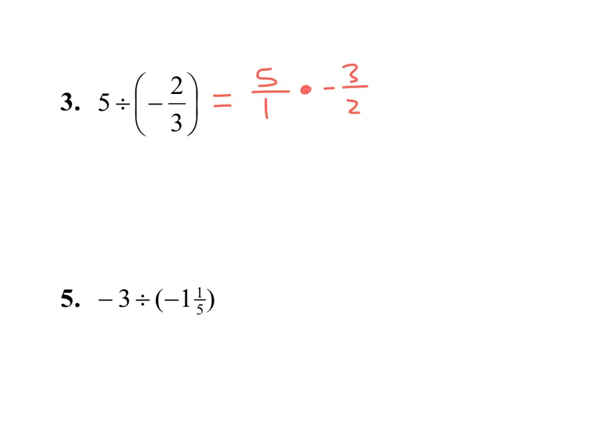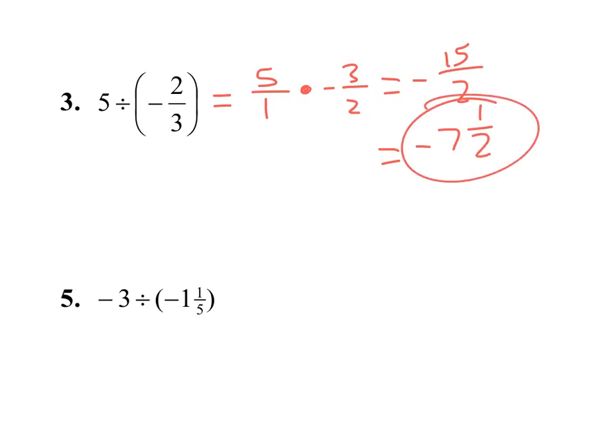So can we cross cancel in this situation? Nope, we can't cross cancel in this situation. So it's just going to be a positive times a negative, which gives me a negative answer. So 5 times 3 is 15, over 2 times 1, that's 2. And then let's simplify this improper fraction to a mixed number. So it's still negative. 2 will go into 15 7 times. My remainder is 1, and the denominator stays the same. Okay, on to number 4.